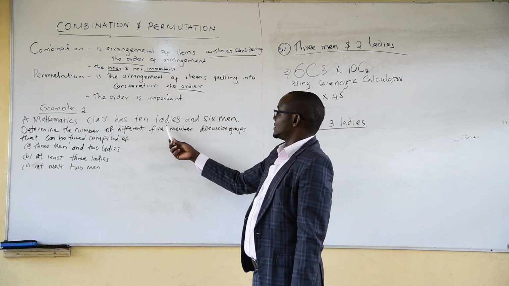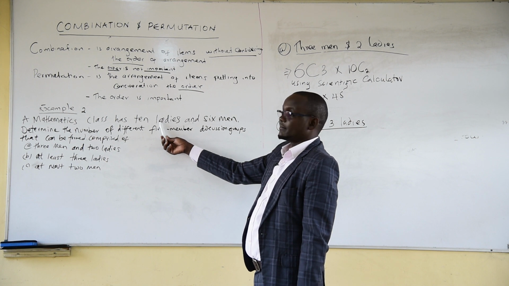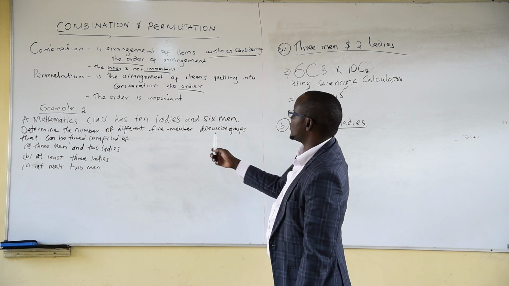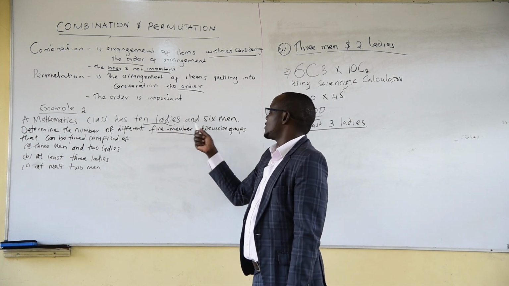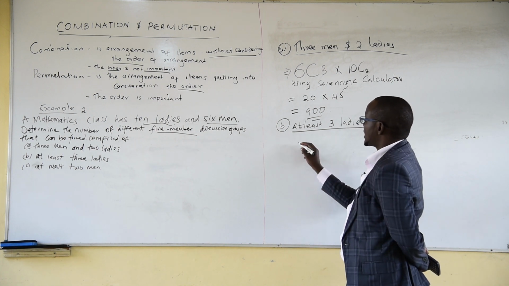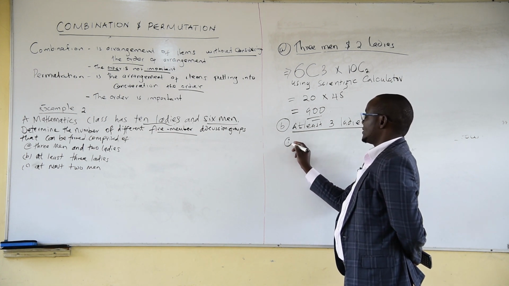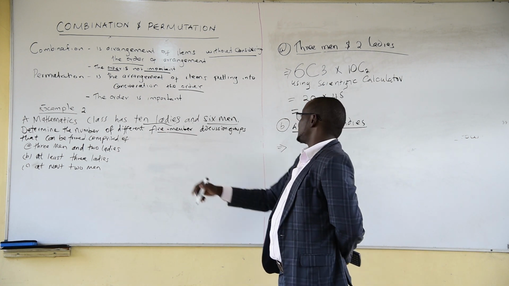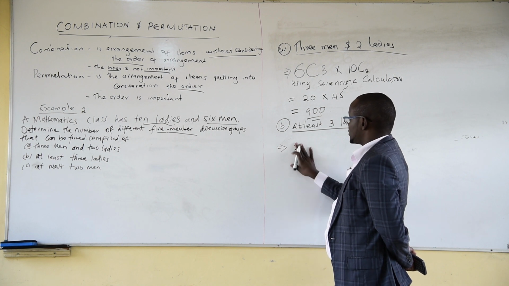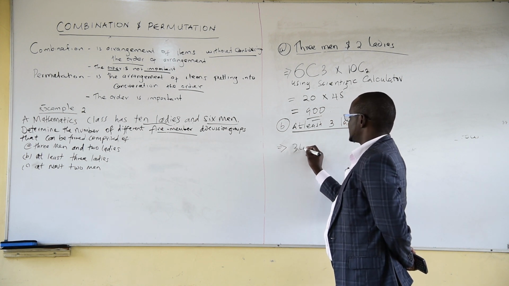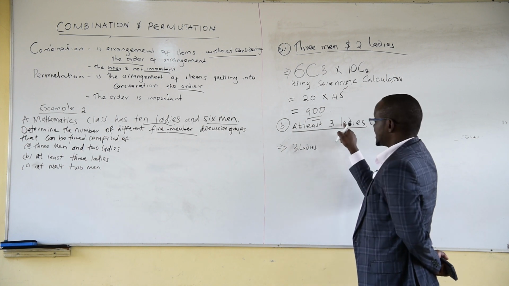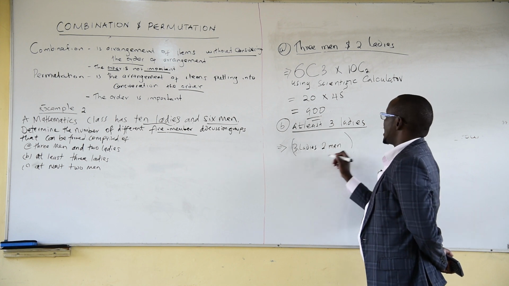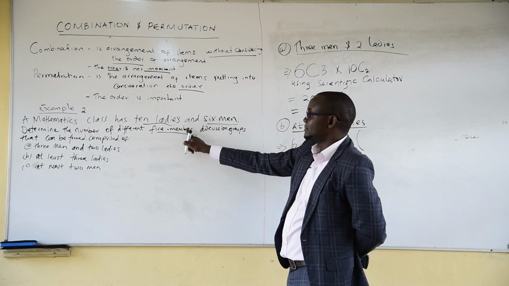Now, recall that the ladies are 10, and we are forming a group of 5 members. So this means we can have this combination. The team is 5. We can have 3 ladies. We said at least 3 ladies and 2 men. That is one possible way.